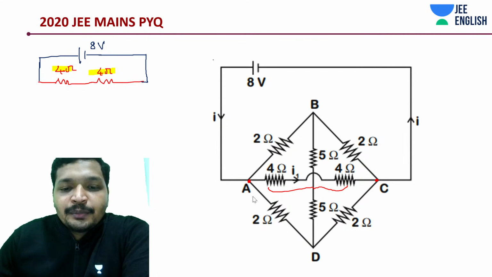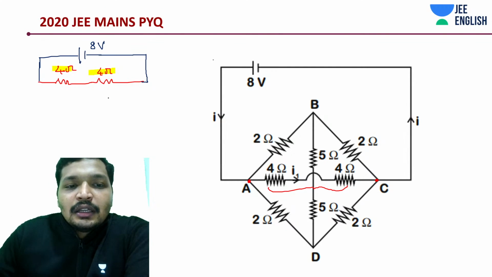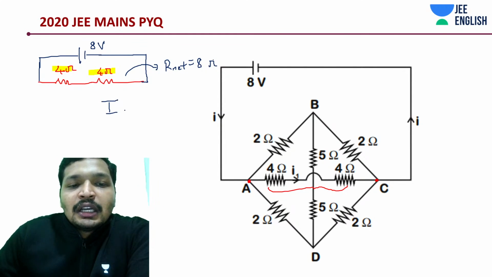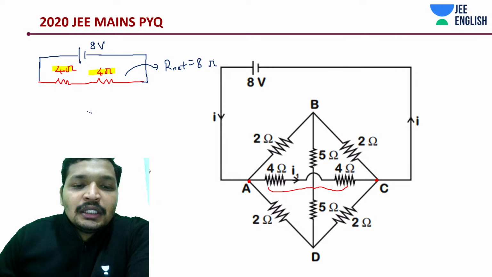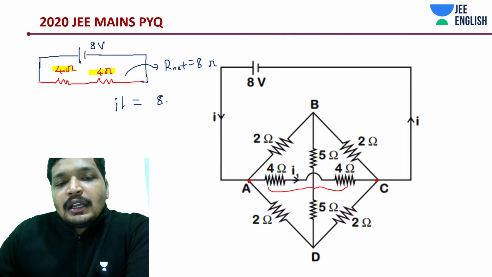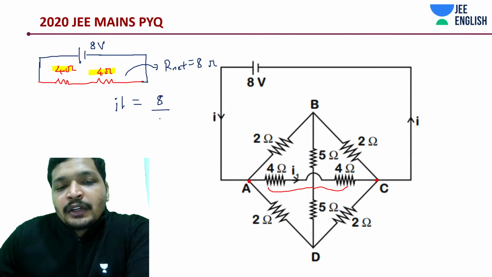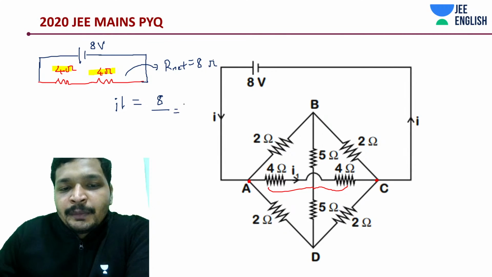So your answer should be 8 volts divided by 8 volts. That's it. So net resistance in this case is going to be 4 plus 4, 8 ohms. And current is going to be how much? I1 in this case, you just have to be calculating it for this. This 4 and 4, 8. V by R, that's what we are doing. V by R net.